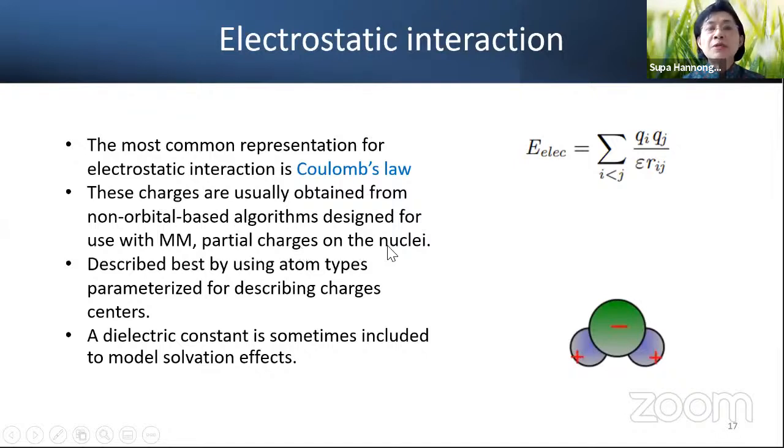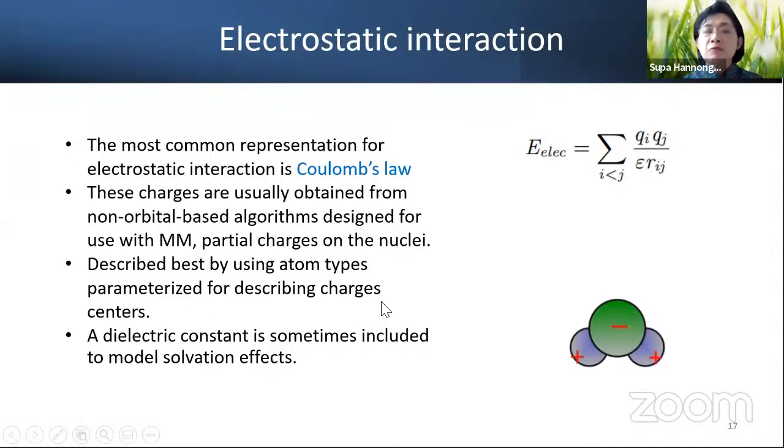So the partial charge will be on the nuclei, nothing concerned with the electron. If we talk about electrons, we have to wait until next week to study basis sets and also ab initio, okay? So in molecular mechanics, we use only the partial charge on the nuclei. Anyway, it can be described best by using atom types, which are parameterized for describing the charge center.